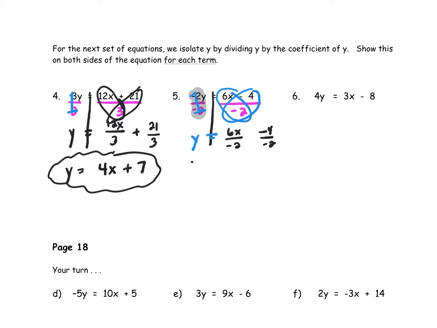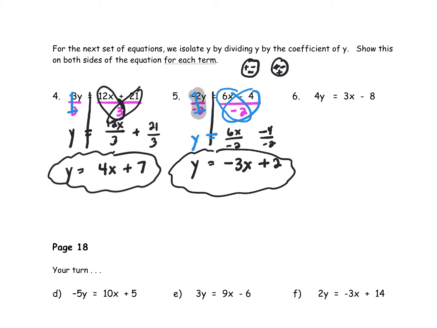So I'm going to keep my y. +6 divided by -2 would be -3. So I'm going to write -3x. +4, -4, my fault, divided by -2 would be positive. So it's going to be +2. So I'm going to write that +2 as +2. And so now we have this in slope-intercept form.